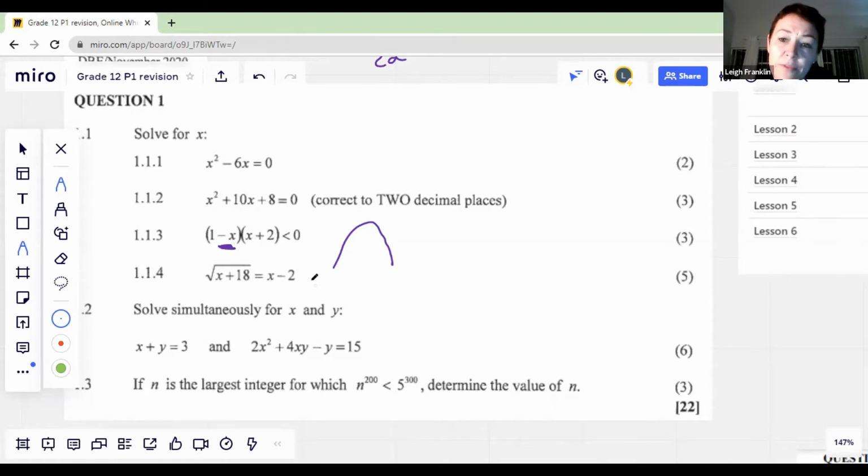If you are a fast finisher and you've done 113 and 114, then you can try 1.2 as well. But I am going to go and look at the answers shortly for 113 and 114. Are there any other questions you'd like to ask?